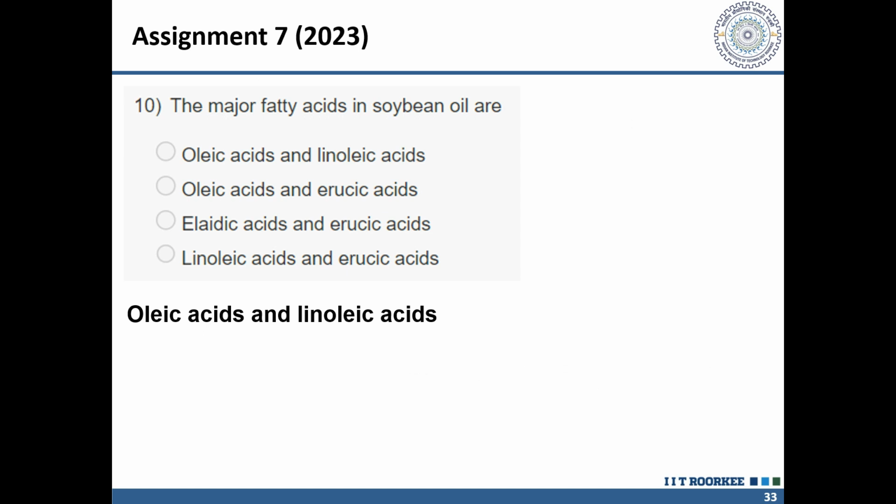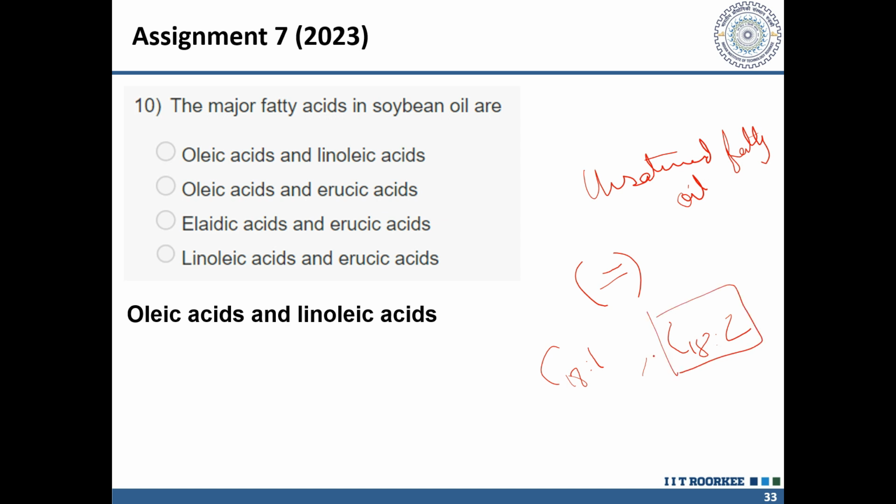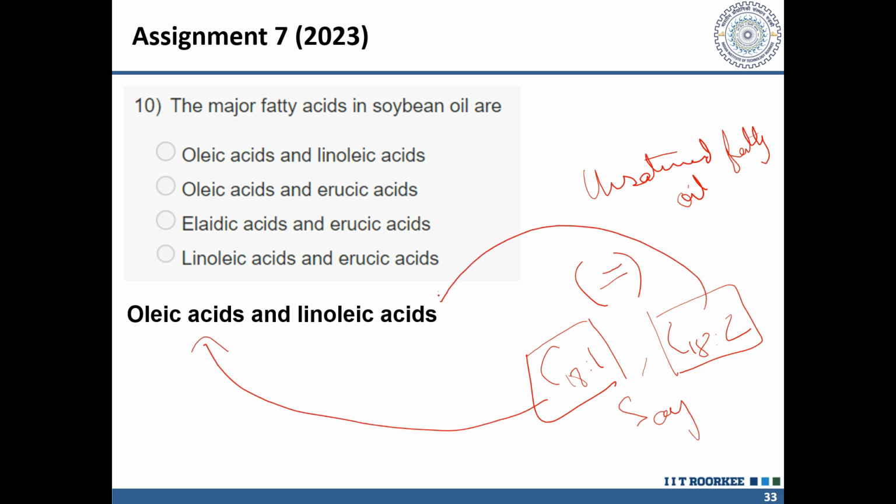The major fatty acids in soybean oil are. Soybean oil is a highly unsaturated fatty oil, and unsaturated fatty oils means the presence of double bonds. Among these, C18:1 and C18:2 are the two most found fatty acids in soybean oil. What are C18:1 and C18:2? C18:1 is oleic acid, and C18:2 is linoleic acid. Therefore, the correct answer is oleic acid and linoleic acid.